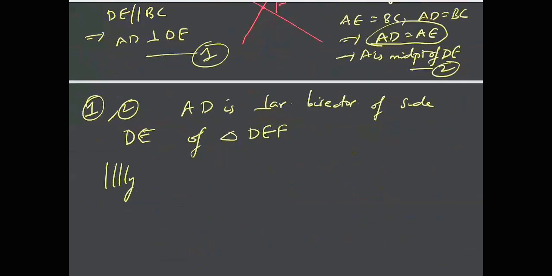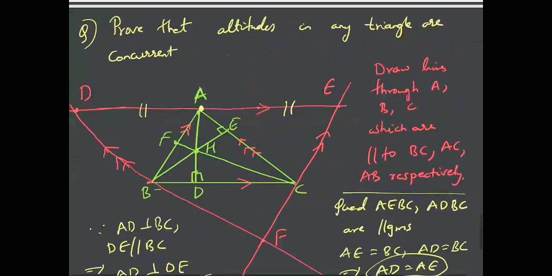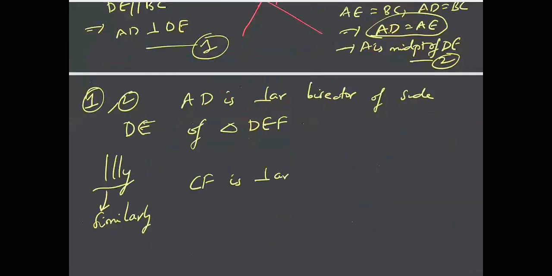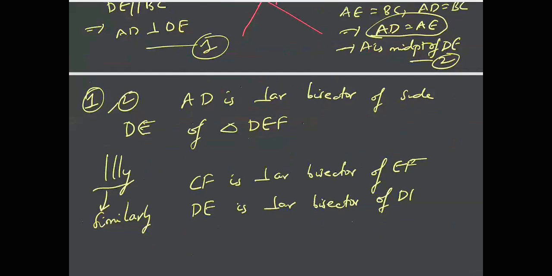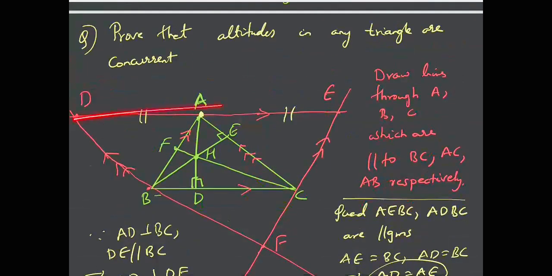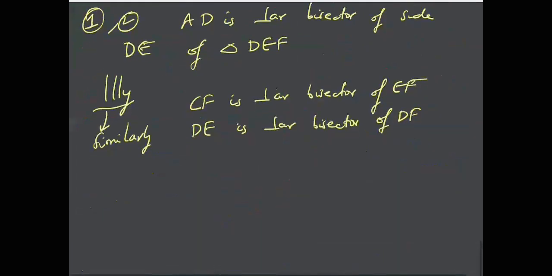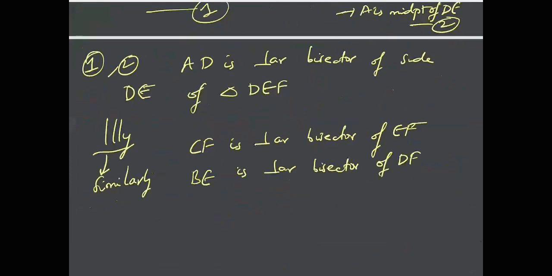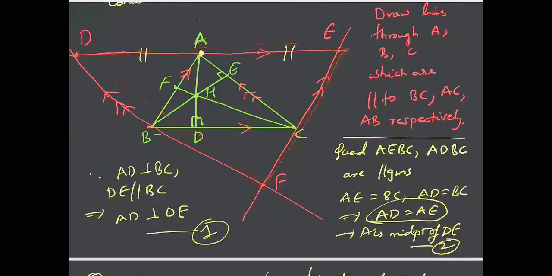So similarly, this is the symbol for similarly, three dots and a Y. Similarly, this side BE is the perpendicular bisector of DF and CF is the perpendicular bisector of EF, right? So you can see that in this triangle DEF, this BE is the perpendicular bisector. Just a second, this is BE, not DE. So in this triangle DEF, you can notice that BE is the perpendicular bisector, CF is the perpendicular bisector, and AD is the perpendicular bisector.